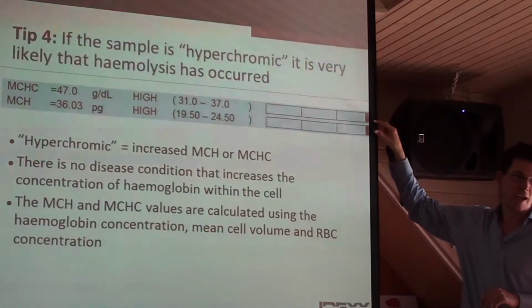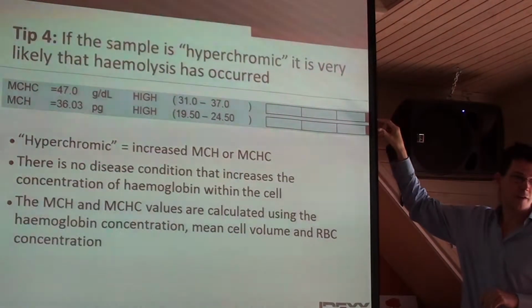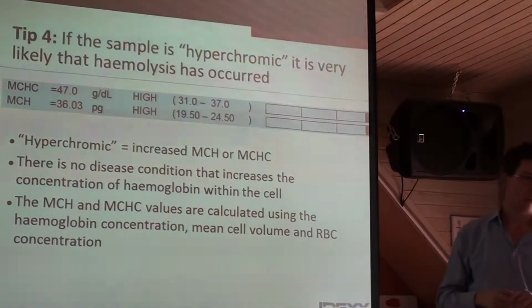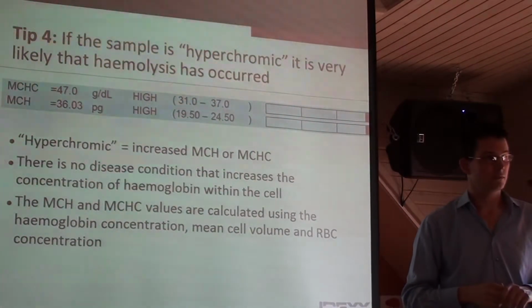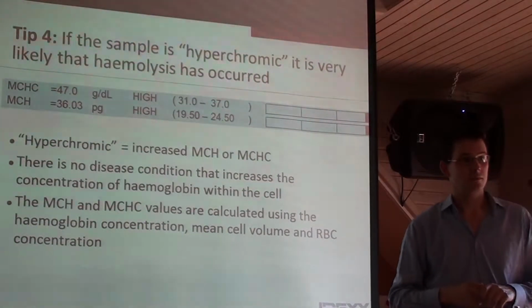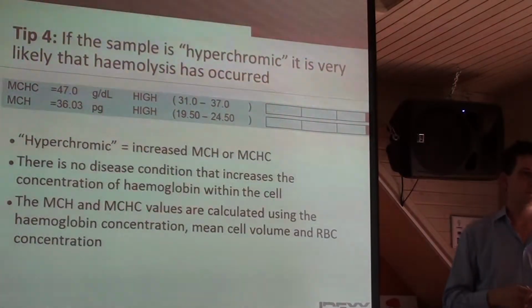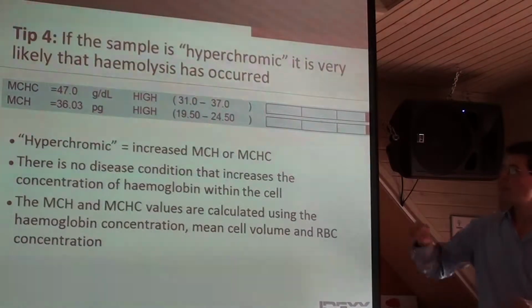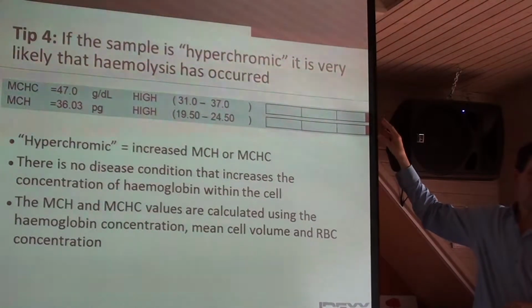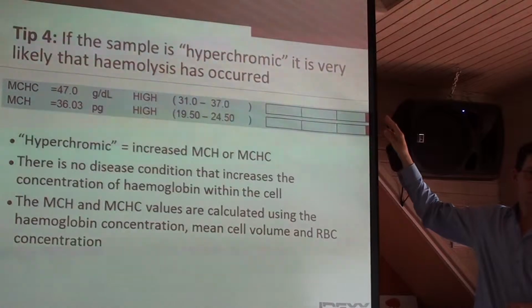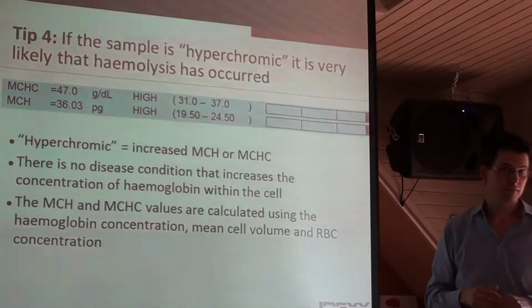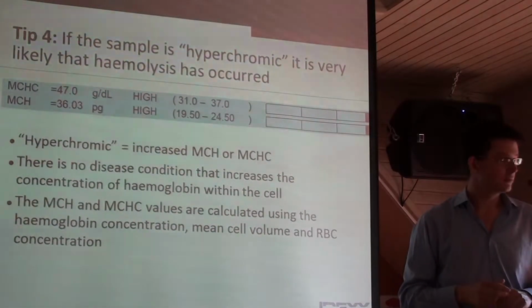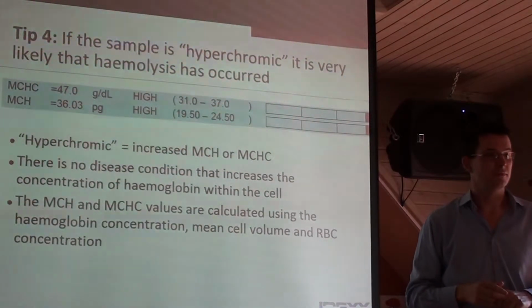And so you can see how, if there are fewer red blood cells and the hemoglobin stays the same, the calculated concentration goes up. If you see these values being high on all your samples, your analyzer is probably broken.